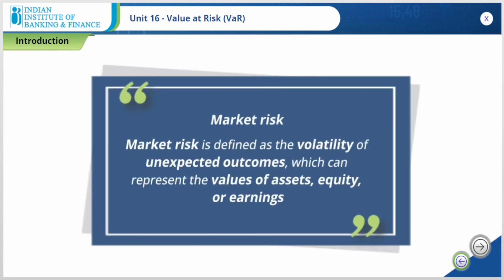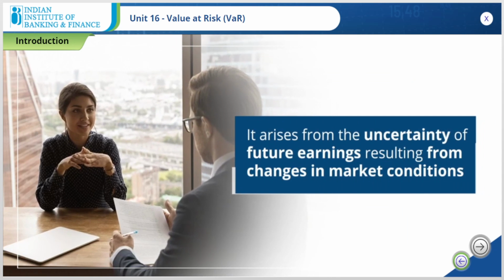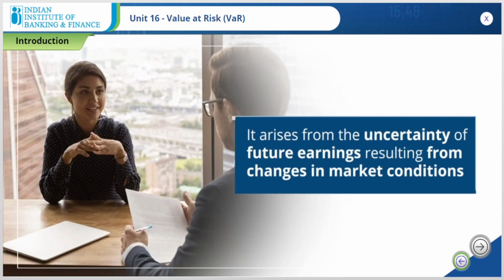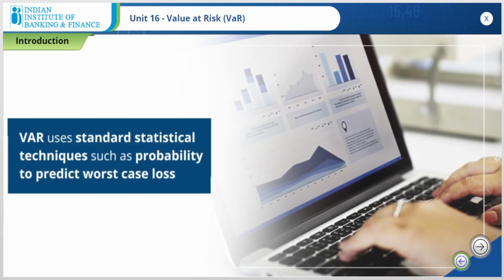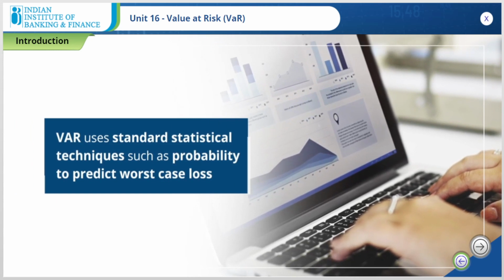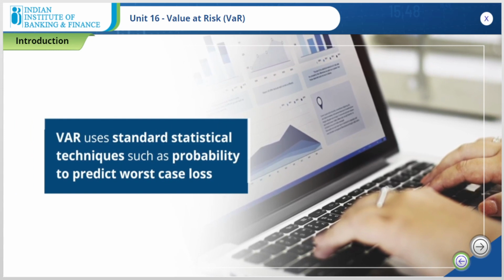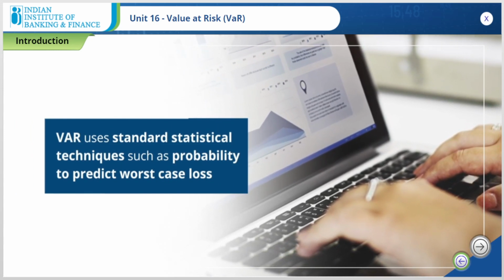Market risk is defined as the volatility of unexpected outcomes, which can represent the values of assets, equity, or earnings. It arises from the uncertainty of future earnings resulting from changes in market conditions. Example, prices of assets, interest rates. In order to measure the volatilities in earnings or value of trading book exposures, VAR uses standard statistical techniques such as probability to predict worst-case loss.